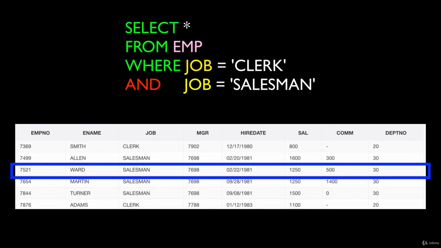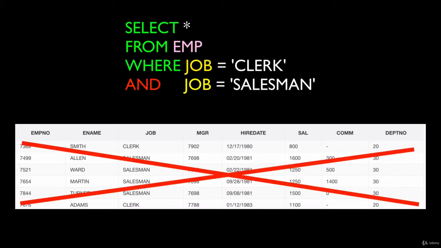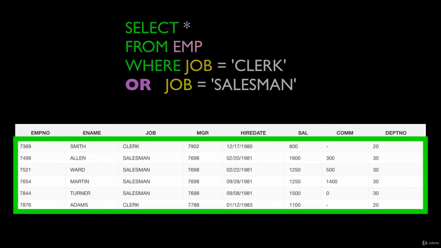Yes, it does, but it doesn't matter because both of those conditions need to be true because we would be using an and, and that's not going to work. So with the and clause here, none of these records will be returned. Now, if we change this query to use the or clause where job is equal to clerk or job is equal to salesman, all of these records will be returned. They all qualify.